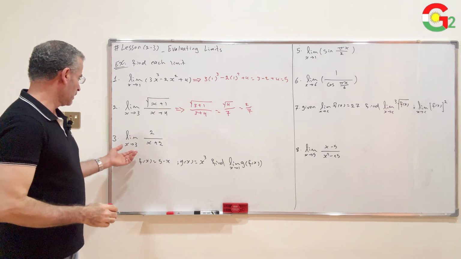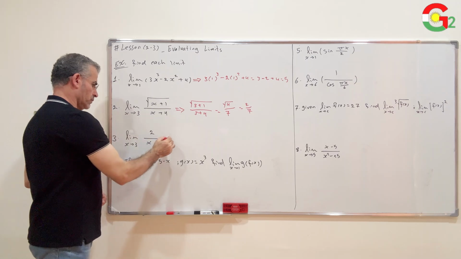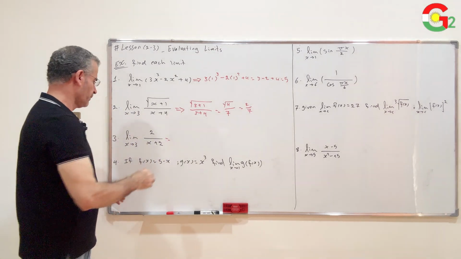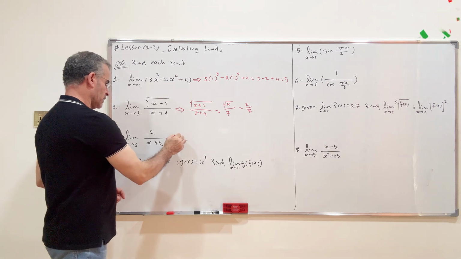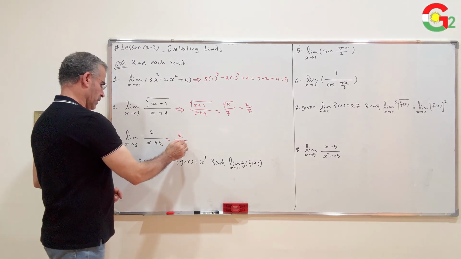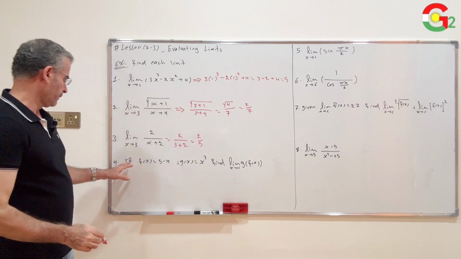Number 3, limit of 2 over x plus 2. Since the denominator when substituting x with 3 is not 0, then directly substitute every x with 3. The answer is 2 over 5.